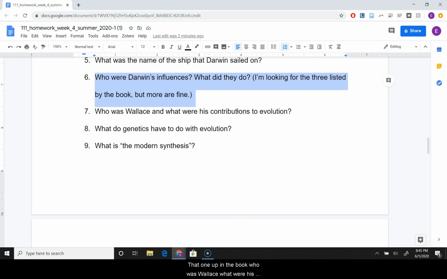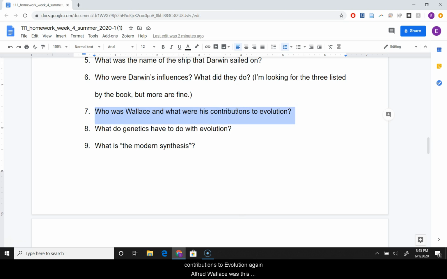Who was Wallace? What were his contributions to evolution? Again, Alfred Wallace was this. He's also a biologist, was also very interested in why there were so many species and how they were changing, if they were changing. And he co-authored the book with Darwin. He was also a very important biologist.